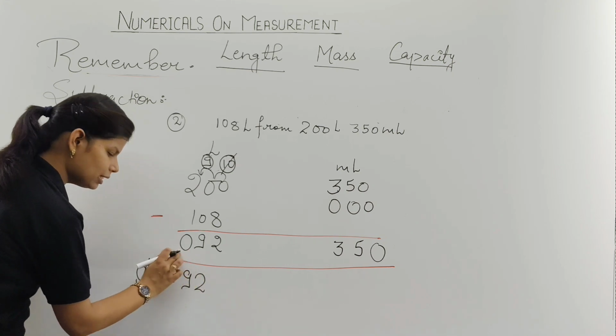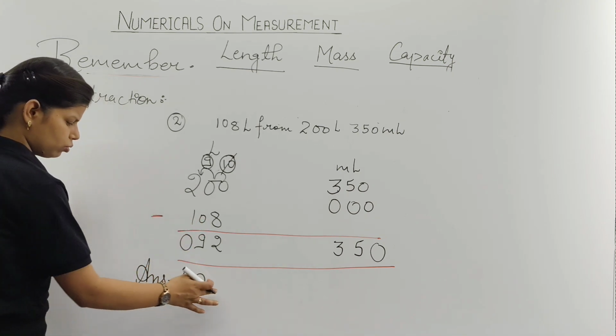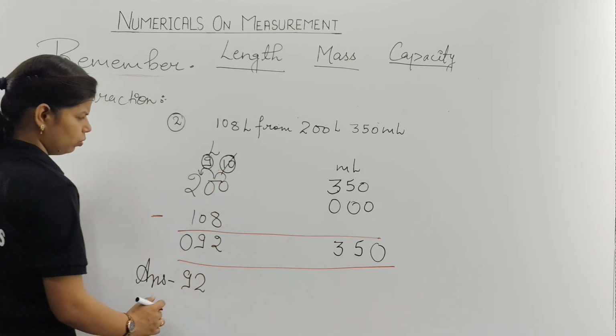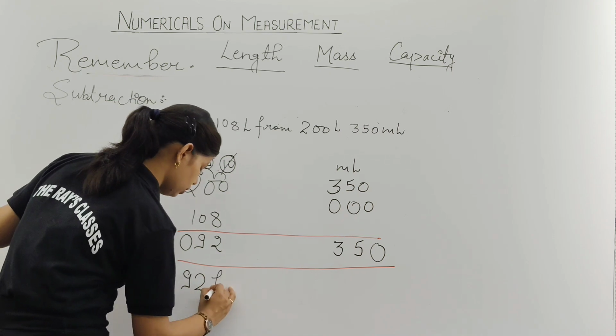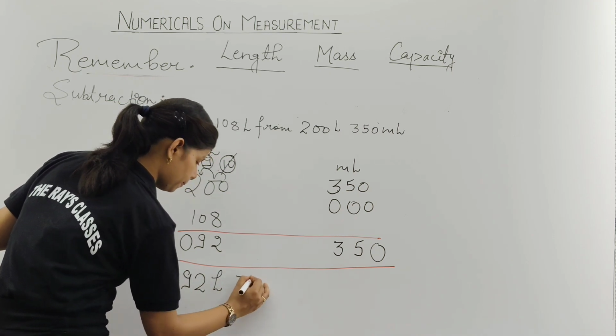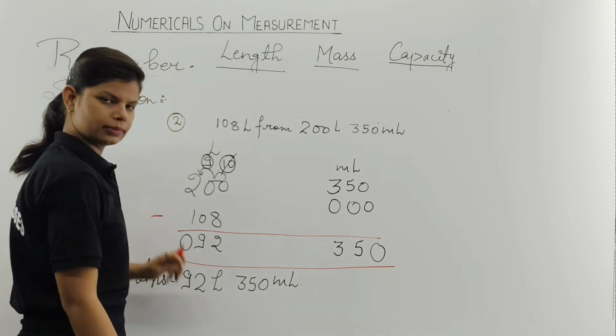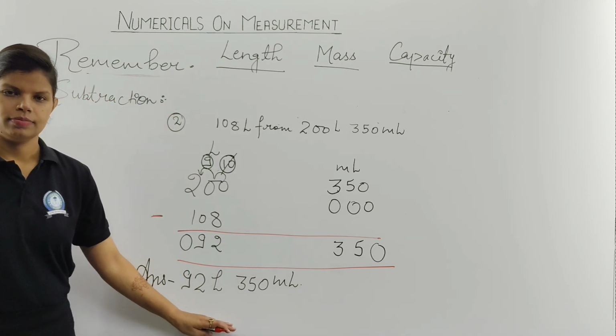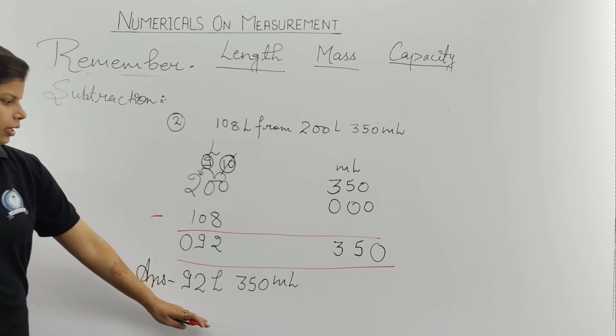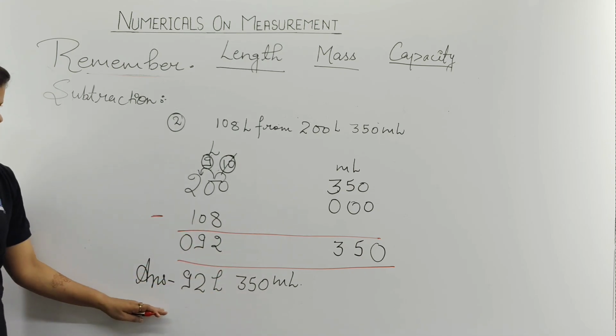92 liter. If you are writing, okay. I just suggest you not to write this to avoid your own confusion. 92 liter, 350 milliliter. That is your final answer. Do you get my point? Based on this one.